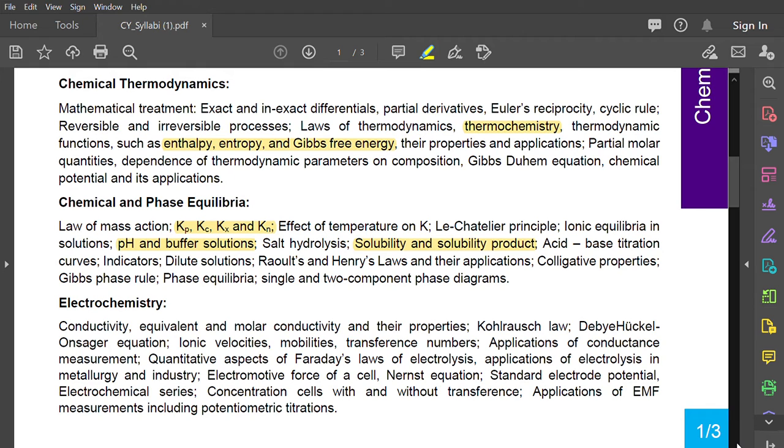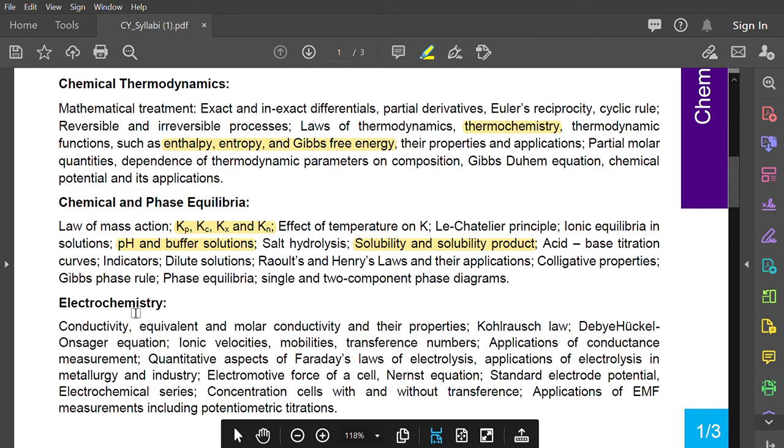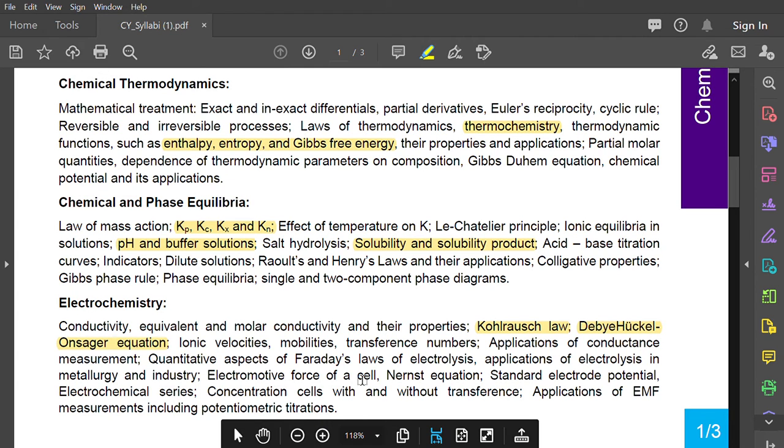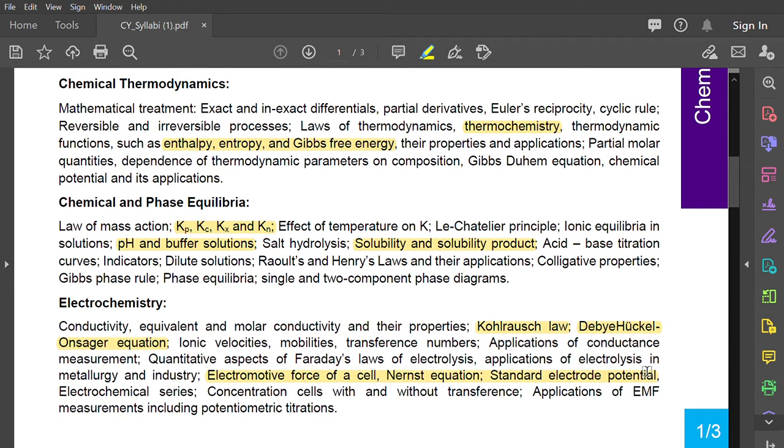Now, anything that you can expect in a NAT type question will be questions from electrochemistry and sums too. So you might get sums regarding Kohlrausch's law or the Debye-Huckel-Onsager equation. Problems on mobilities or transference number. These are things that will come in NAT. Now, questions relating to electromotive force of a cell using the Nernst equation or standard electrode potential. These are again things that you are doing from class 12. So students should be well aware of it.